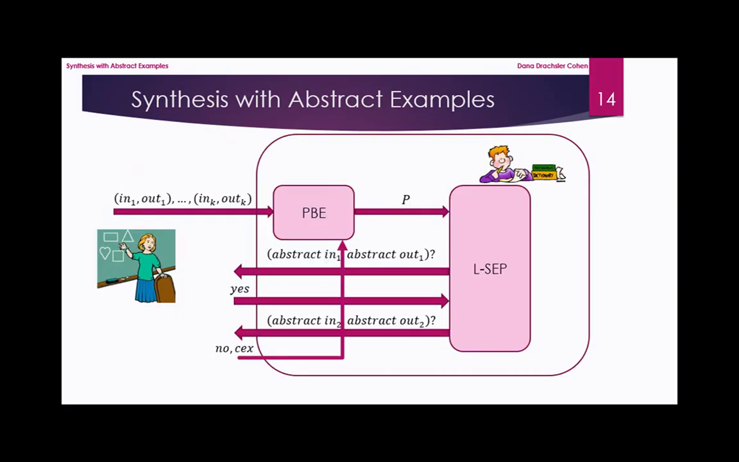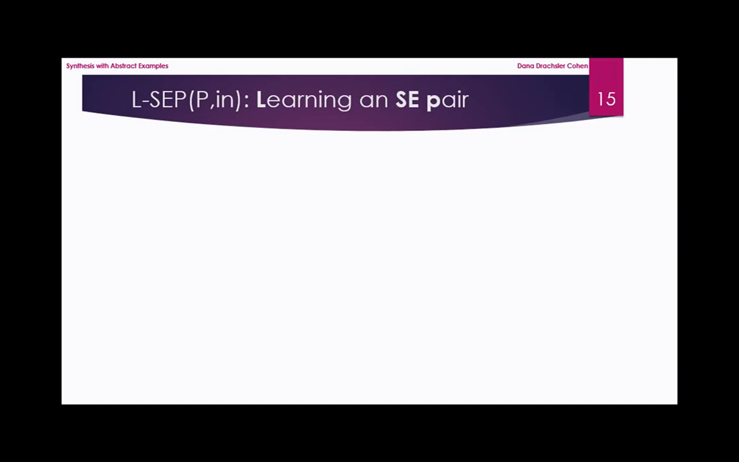Okay, so I want to go a bit to the technical part, and let me briefly describe how the LSEP works. LSEP is our algorithm for learning abstract examples, and it stands for learning an SE pair. It takes as input the program that it receives from the synthesizer and some concrete input. And what it is doing is it looks for the most general abstract example that generalizes this input and is consistent with the program that we have. How do we do this?